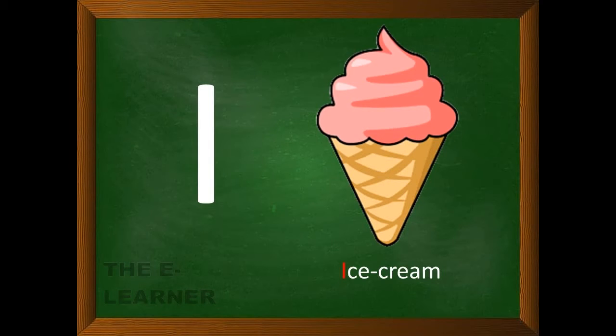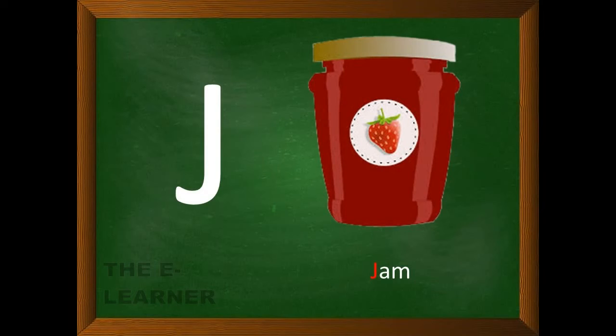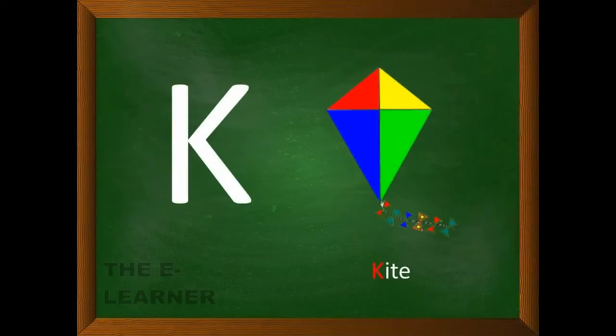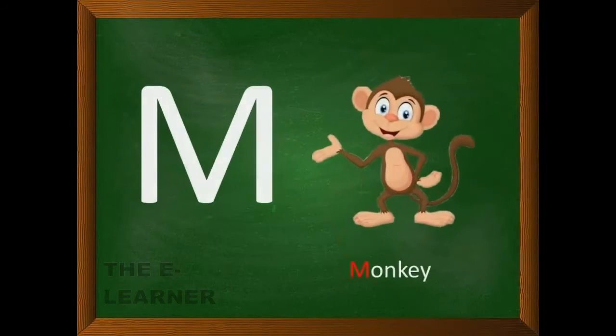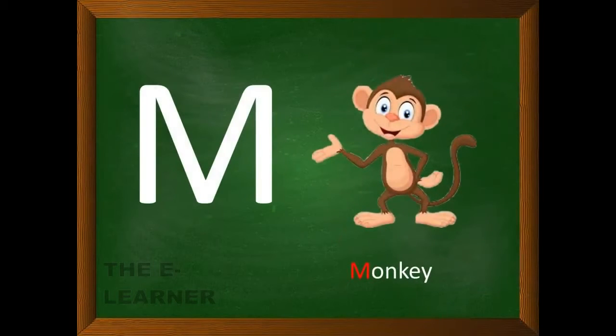I for ice cream. J for jam. K for kite. L for lion. M for monkey.